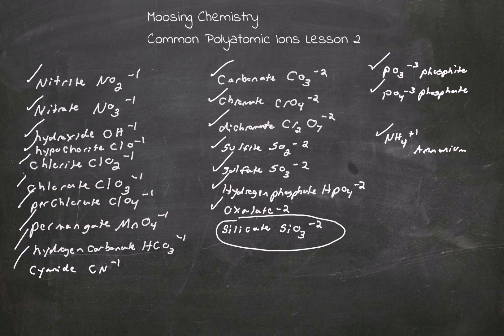Keep in mind that polyatomic ions are not elements. They are two or more elements chemically combined. Technically, they're a compound, but when we name them, we treat them like they're an element.